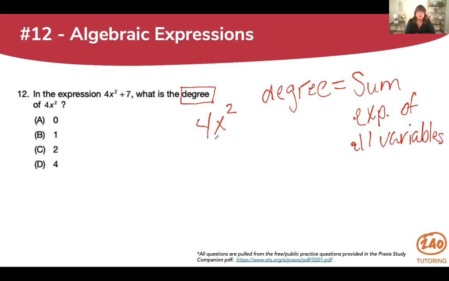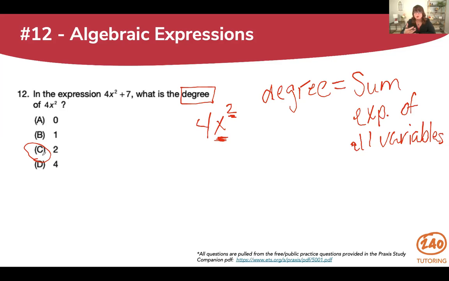So here we have a variable of x. We don't even have any more. Its exponent is 2. There's nothing to even add to 2. There's no sums. We have one variable with one exponent. 2 plus nothing is still 2. So this one doesn't require any math work. It just is a test of what do you remember.